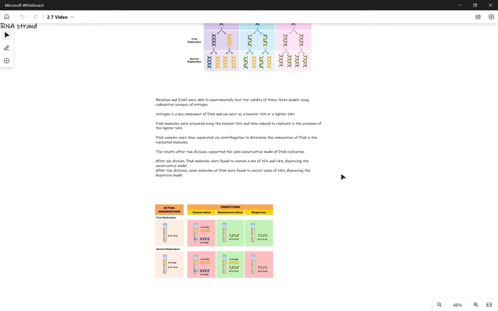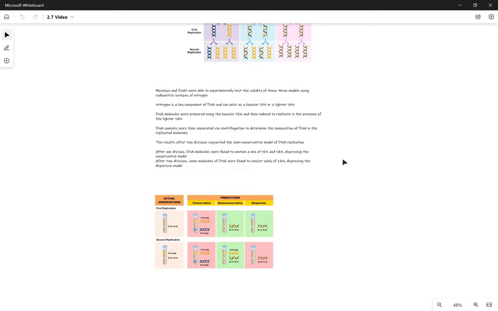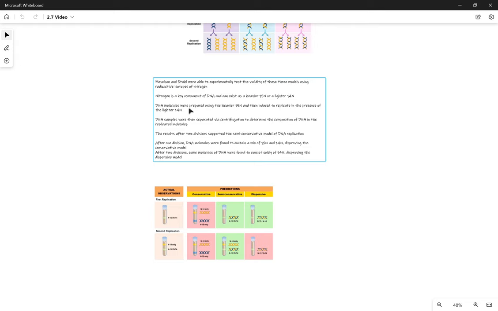So Meselson and Stahl were able to experimentally test the validity of these three models using radioactive isotopes of nitrogen. So nitrogen is a key component of DNA, so in the nitrogenous bases, and it can exist as a heavier 15N or 14N. So DNA molecules were prepared using the heavier 15N and then introduced to replicate in the presence of the lighter 14N.